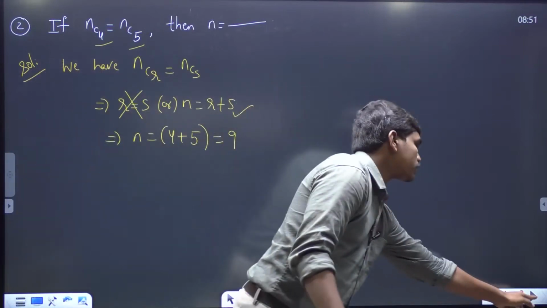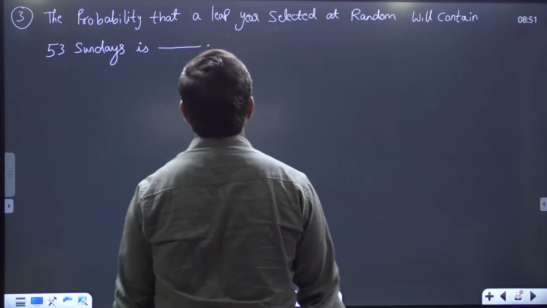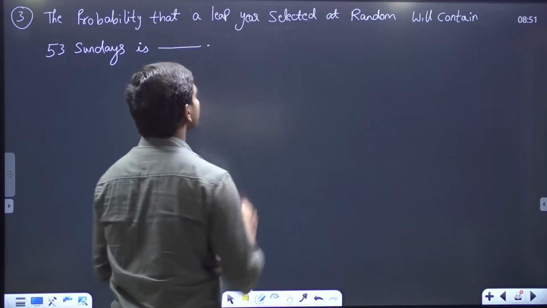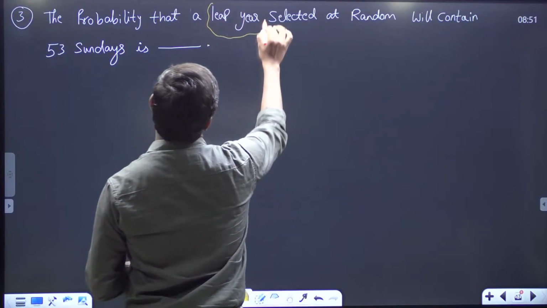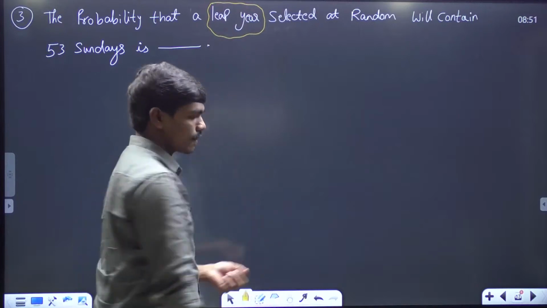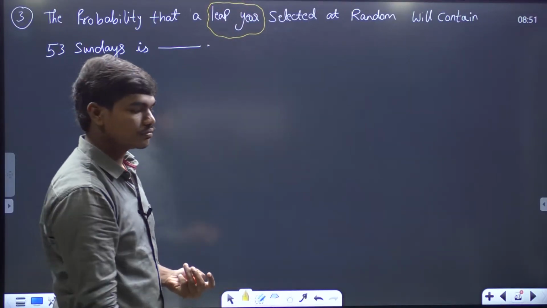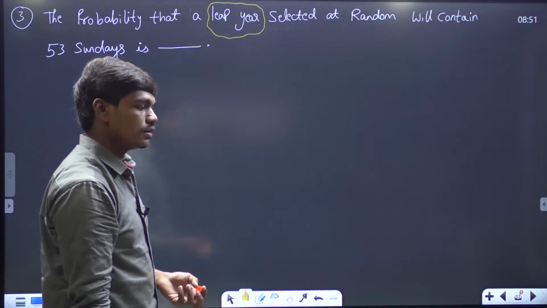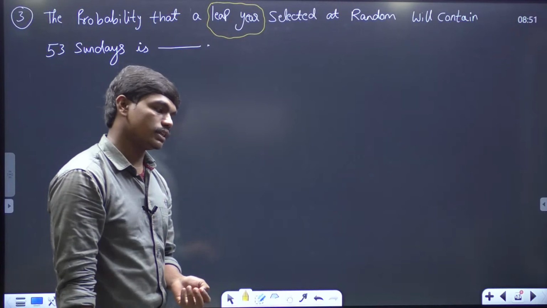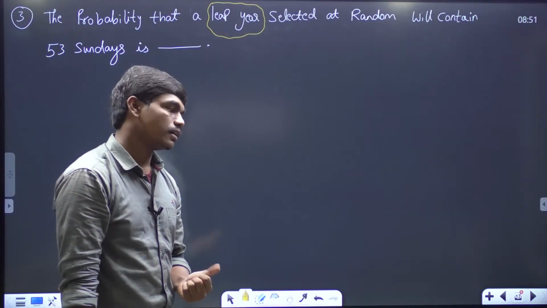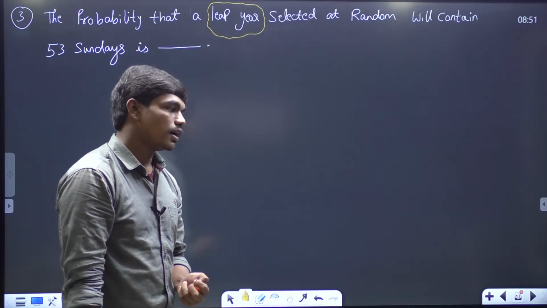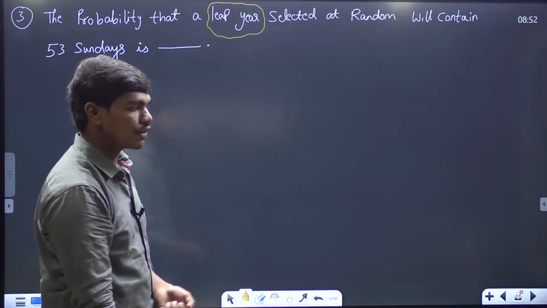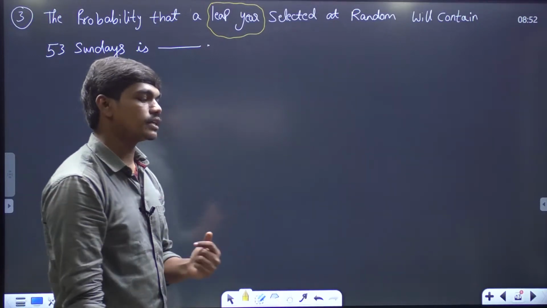Okay. So next, we'll go for the next question. See this. The probability that a leap year selected at random will contain 53 Sundays. So what is a leap year? I assume that you know what is a leap year, correct? 366 days, correct? So if there are 366 days, fine, that leap year will have 53 Sundays.